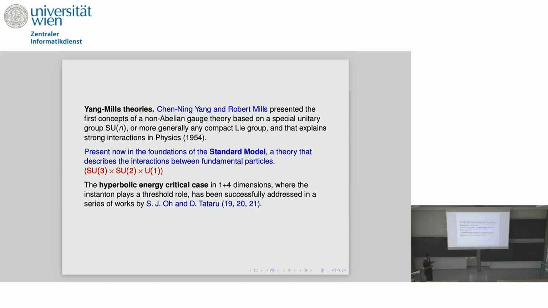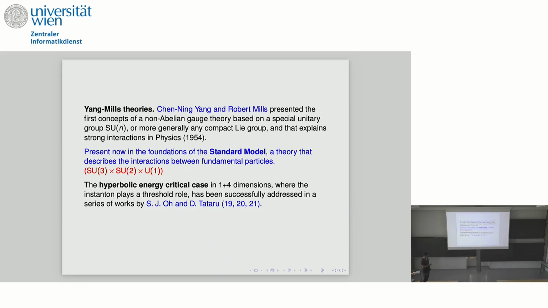There are other mixed variables, like the Higgs field, but essentially you have a big sector in the standard model where you have a Yang-Mills theory. It turns out that there are recent results in this area. I will mention some of them, but I'm missing a lot of them for sure. The energy critical case is when you consider 1 plus 4 dimensions, for instance, in the hyperbolic setting. And then you have important results in this direction by Sung-Jin Oh and Daniel Tataru.